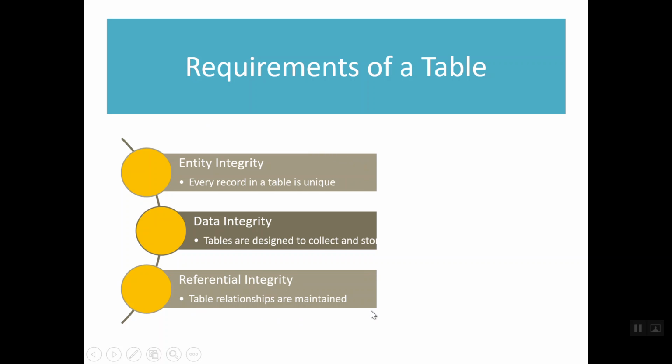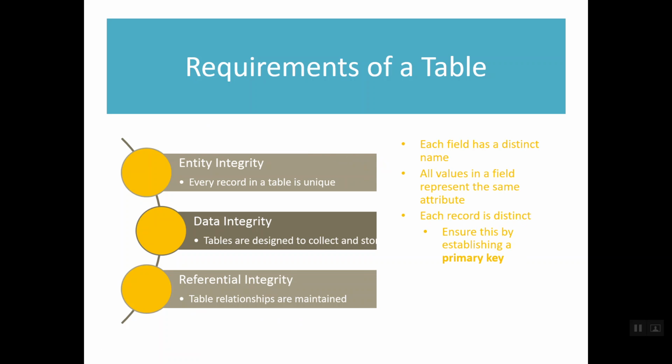These three integrities are what Codd says we need to have in a relational database in order for it to be a relational database. Each field has a distinct name. All values in a field represent the same attribute. So if I've got a particular field, I know everything in that column has the same value.